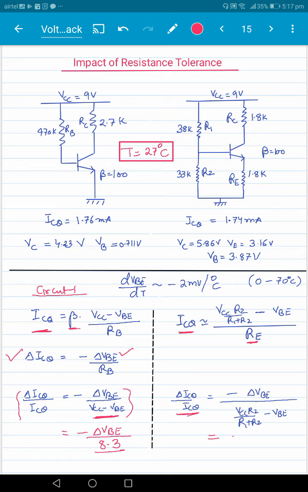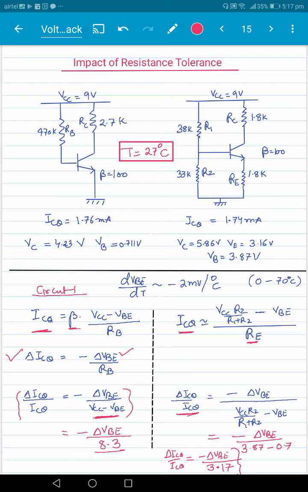So this will be equal to minus delta VBE, and the base voltage is 3.87 minus 0.7 here. So this will be equal to minus delta VBE by about 3.17 here. So you look at the sensitivity of the two circuits to changes in base emitter voltage here.